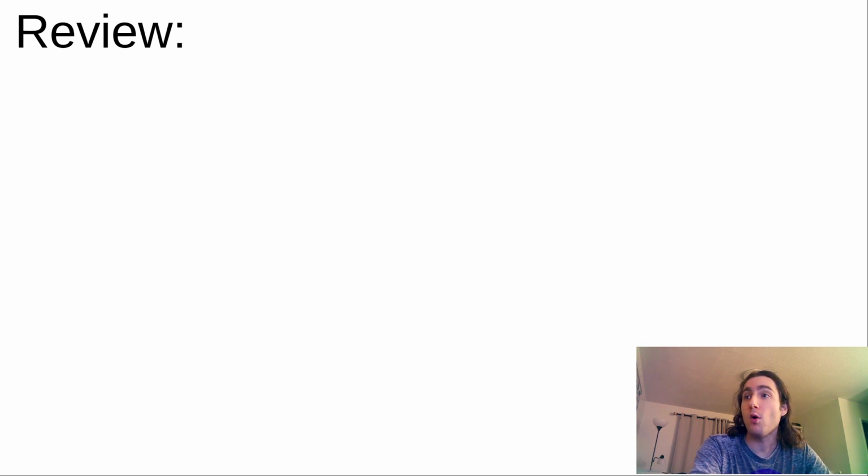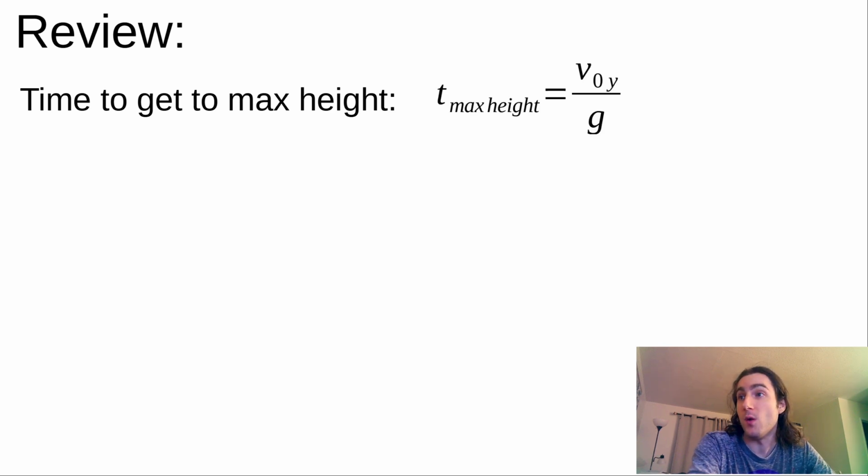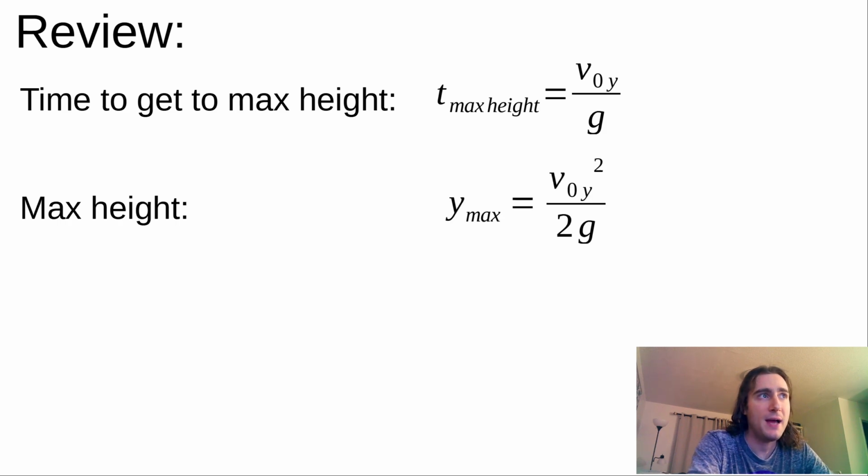Finally, let's review the formulas that we derived. The time that it took to get to maximum height, we calculated, was the y component of the initial velocity divided by the gravitational acceleration g. It's a pretty simple formula. We took that time and plugged it into our y displacement formula to get the maximum height. And the maximum height we found was v0y squared divided by 2g. So slightly more complicated formula. You need to remember the square there, and you need to remember the 2 in the denominator.